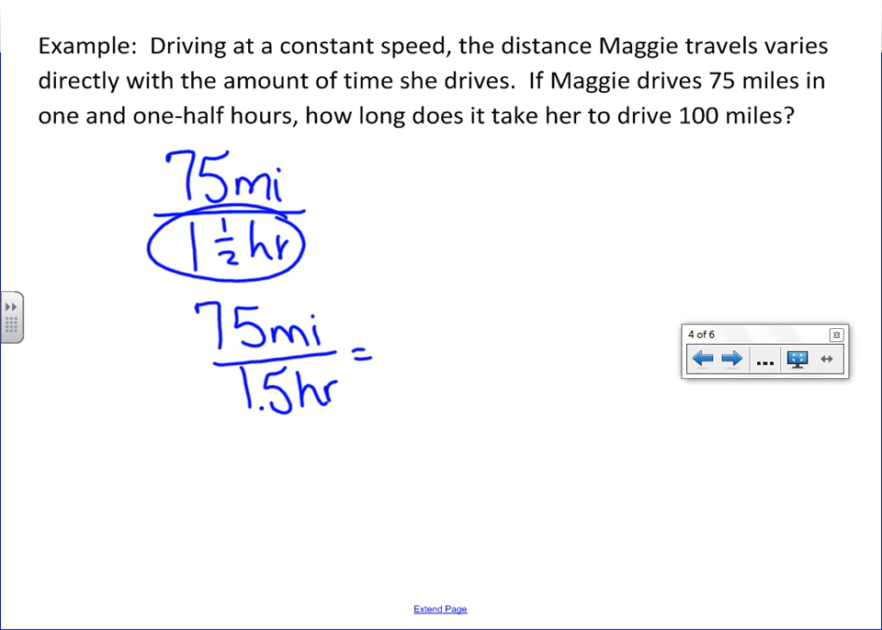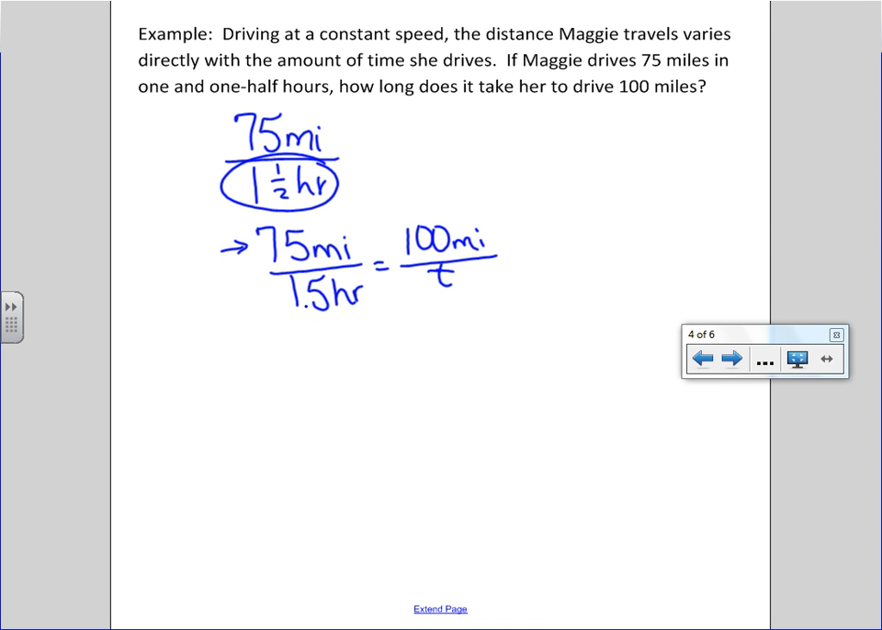That's going to be equal to, and it says how long does it take her to drive 100 miles? If miles is on top here, it has to be on top over here. So we put 100 miles here, and we're looking for the time that it takes her, t. You can put whatever variable you want to.